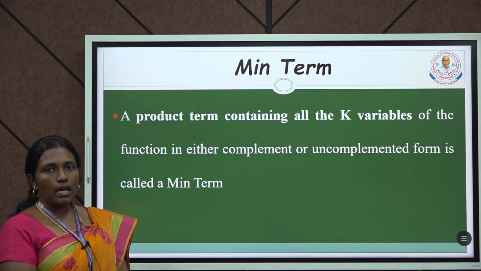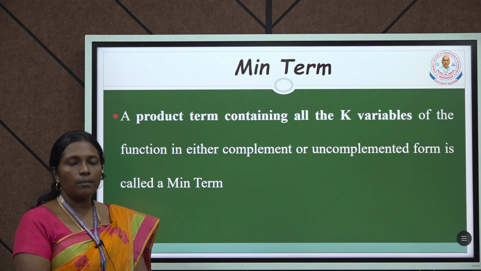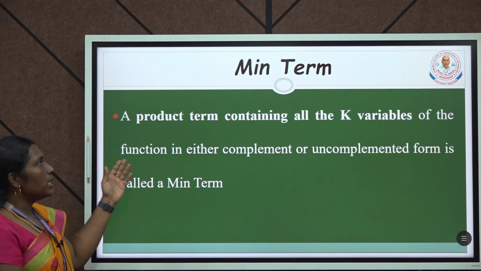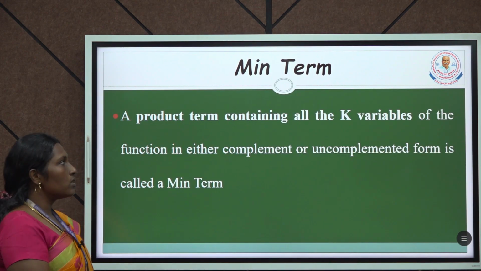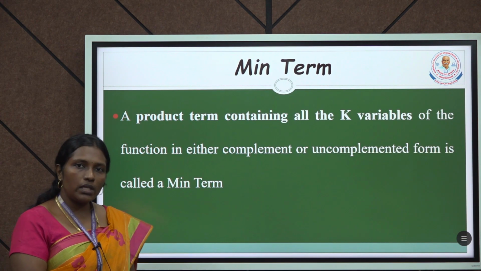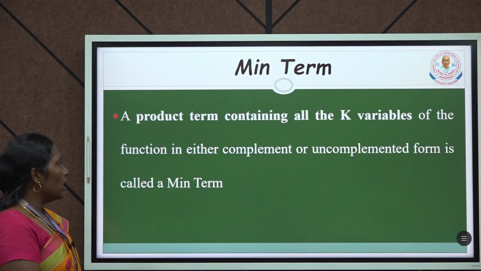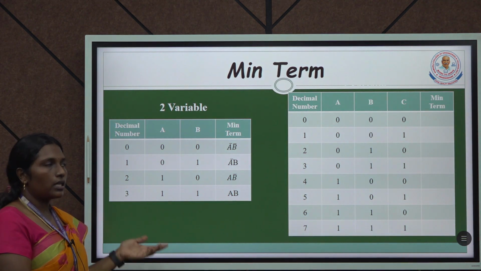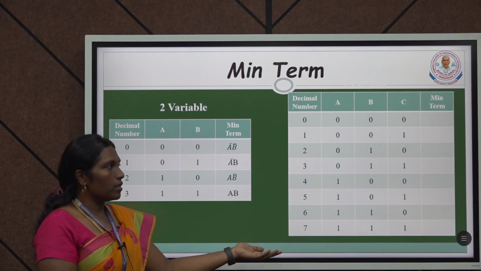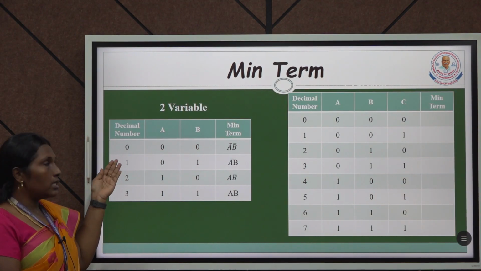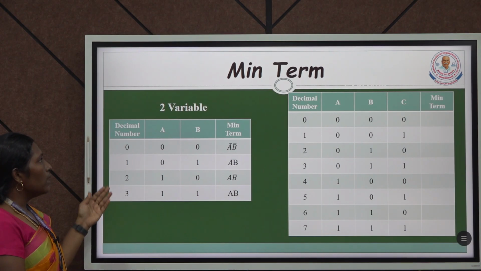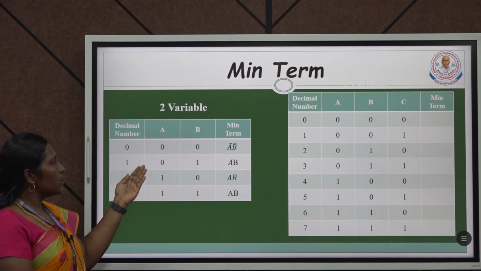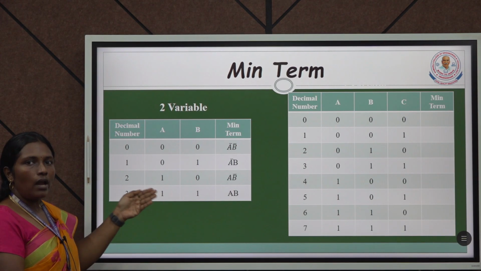As I mentioned earlier, here we will be seeing what is min term and max term. A min term is a product term containing all the k variables of the function in either the complemented form or the uncomplemented form. Here I have given 2 variable min terms and 3 variable min terms. For decimal numbers 0, 1, 2, 3, the two input variables are 0, 0, then 0, 1, 1, 0 and 1, 1.